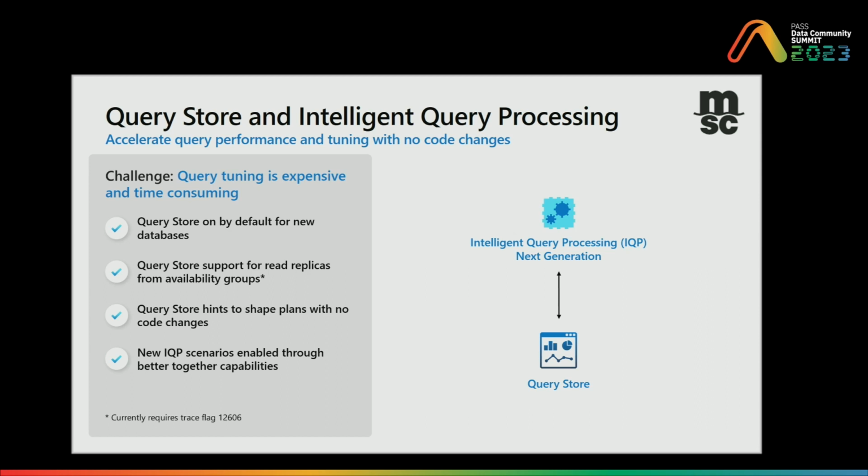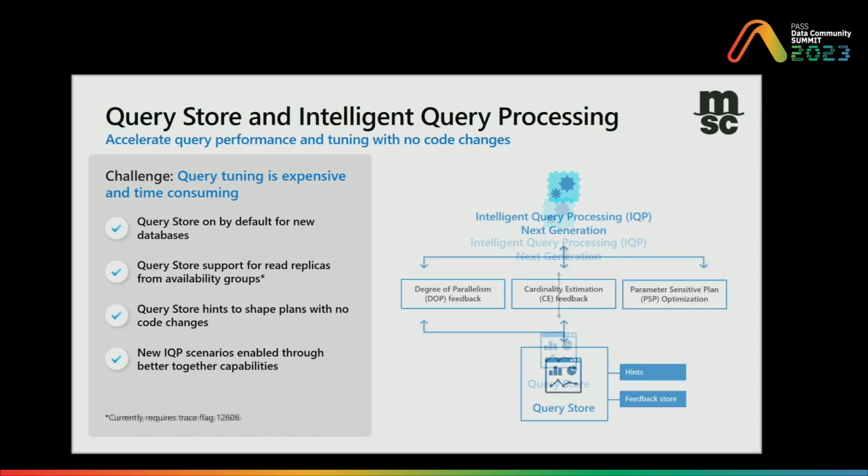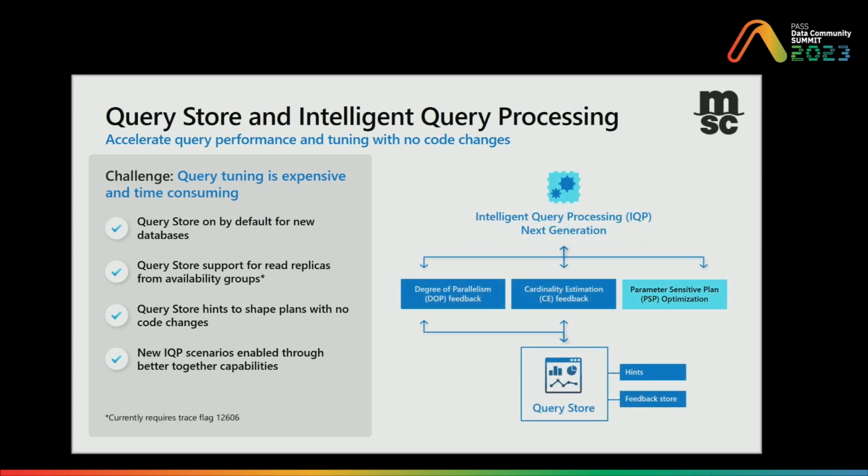And along with that, we're introducing a couple of new capabilities in the intelligent query processing space, or IQP as we call it. Some of those improvements use the Query Store, some of them don't. Two of them that we're going to drill into a little bit more are the DOP feedback and the CE feedback.